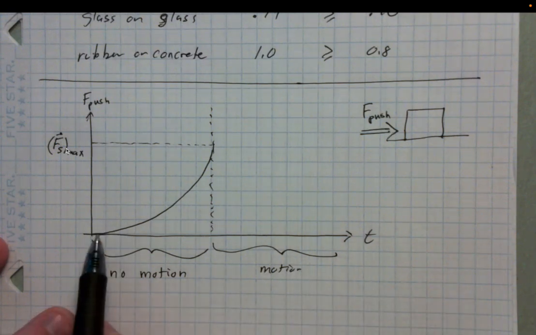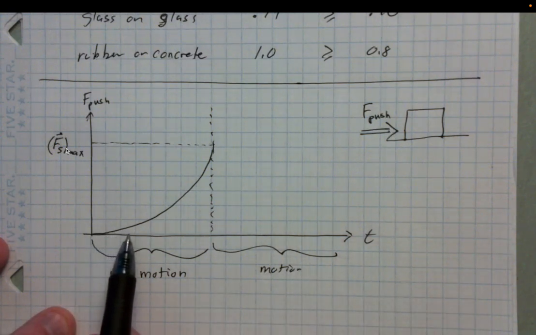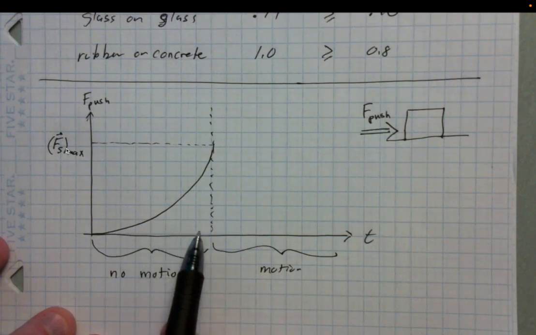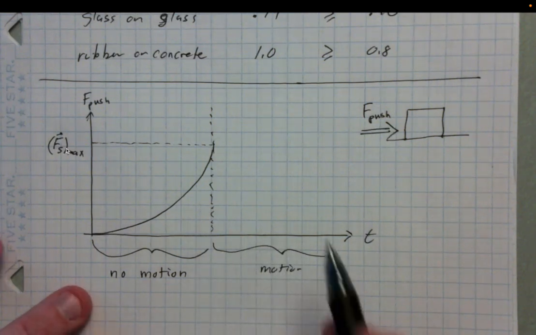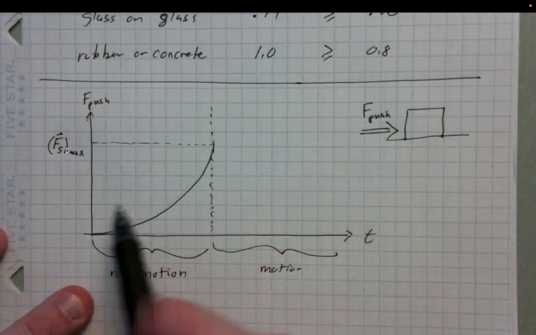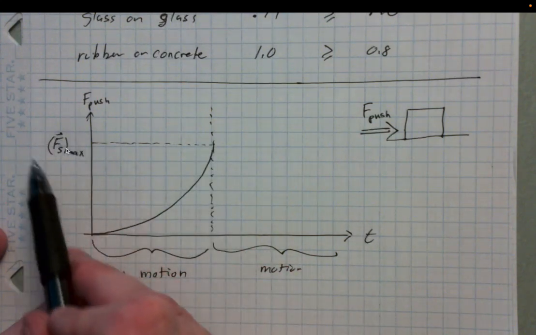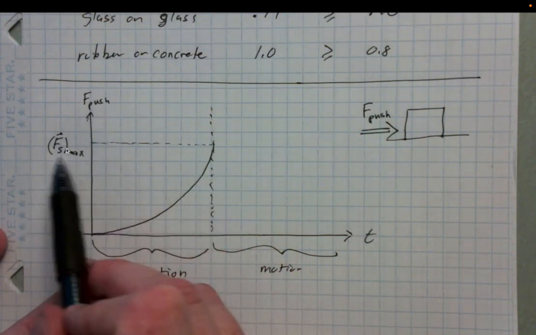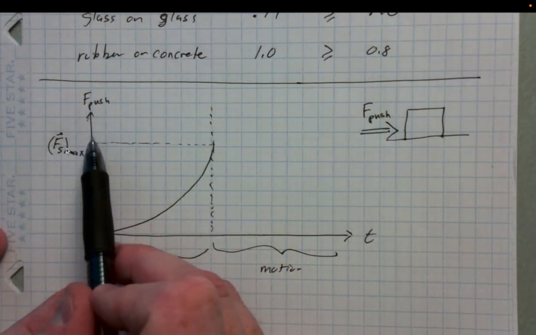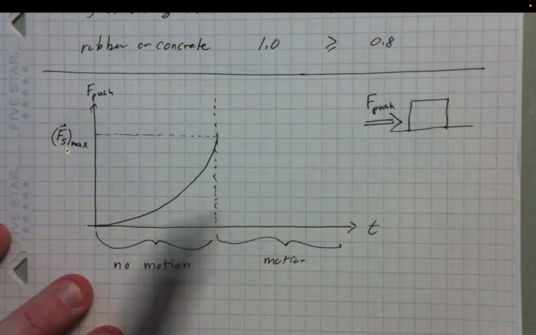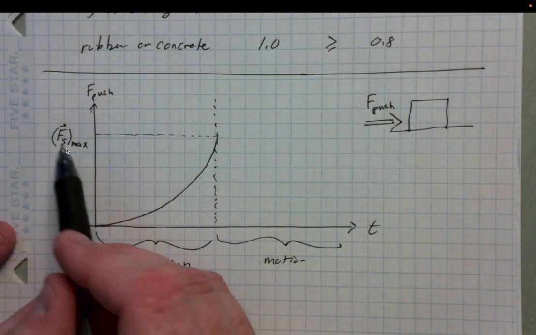So I apply a force, no motion. Increase the force, no motion, no motion. And then suddenly, with the force steadily increasing, the object starts to slide. Now, what's taken place physically is the force is increased up until the pushing force hits and exceeds the static friction force. And that's what we call the static friction max.